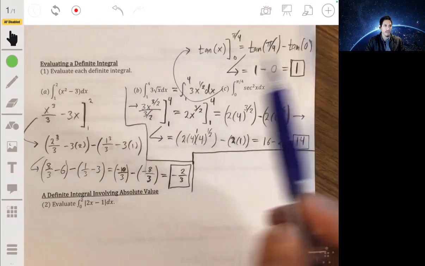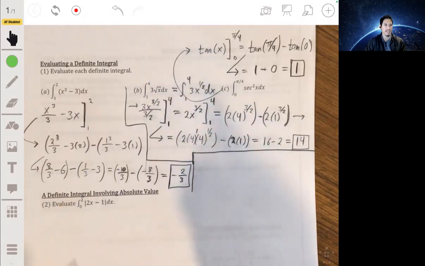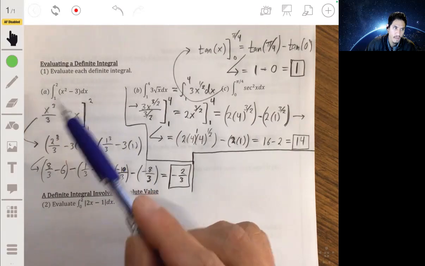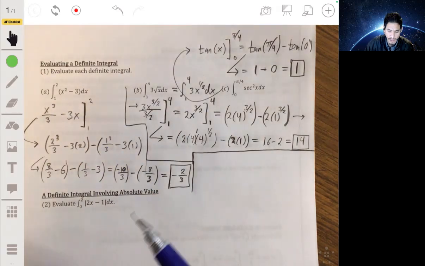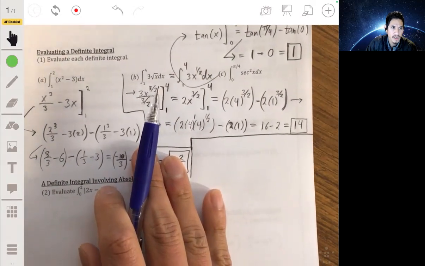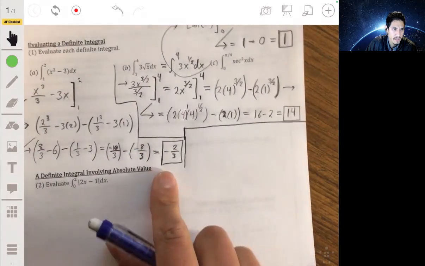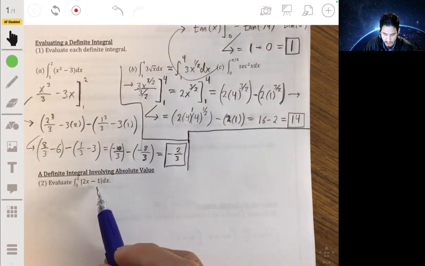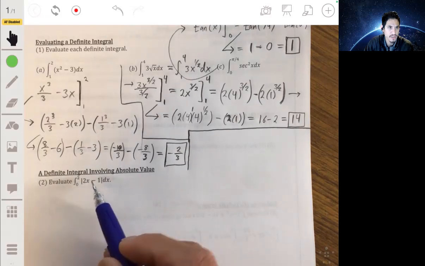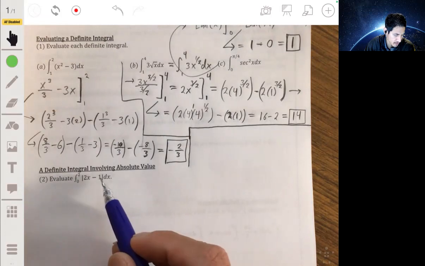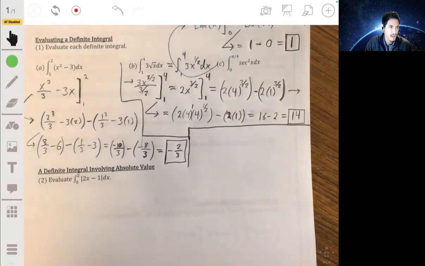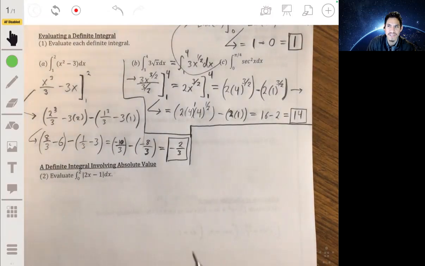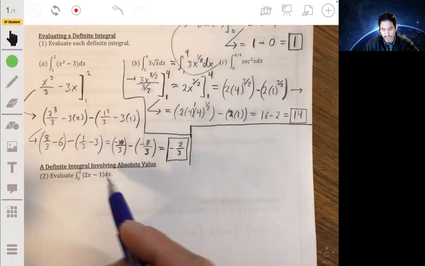So don't forget what a definite integral is. Remember, it's the region trapped between the x-axis and the function in the xy plane. So when you're dealing with evaluating definite integrals, sometimes it's not going to be so simple that you can just find the antiderivative, because let's look at number 2. We have an absolute value function. There's no general antiderivative of the absolute value of 2x minus 1. But we can rewrite this so that it is integrable, so we are able to evaluate this.